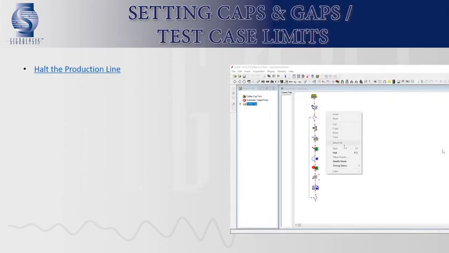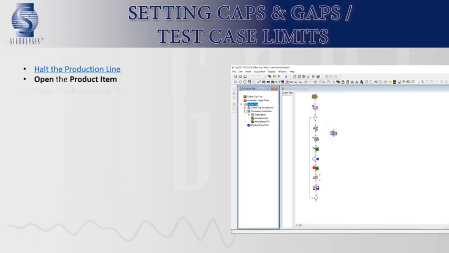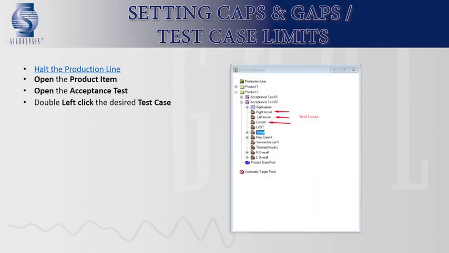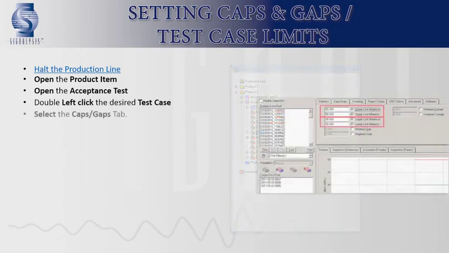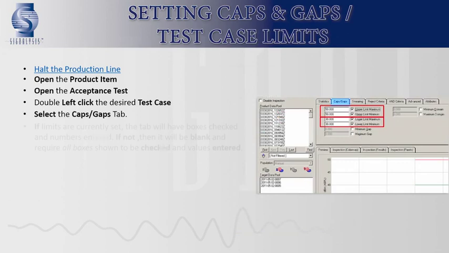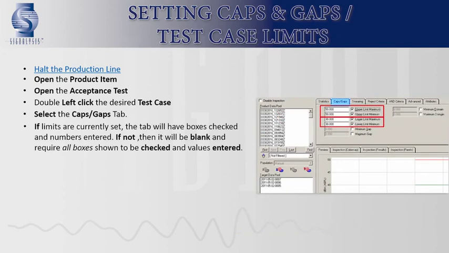Halt the production line. Open the product item. Open the acceptance test. Double left click the desired test case. Select the Caps and Gaps tab. If limits are currently set, the tab will have boxes checked and numbers entered. If not, then it will be blank and require all boxes shown to be checked and values entered.